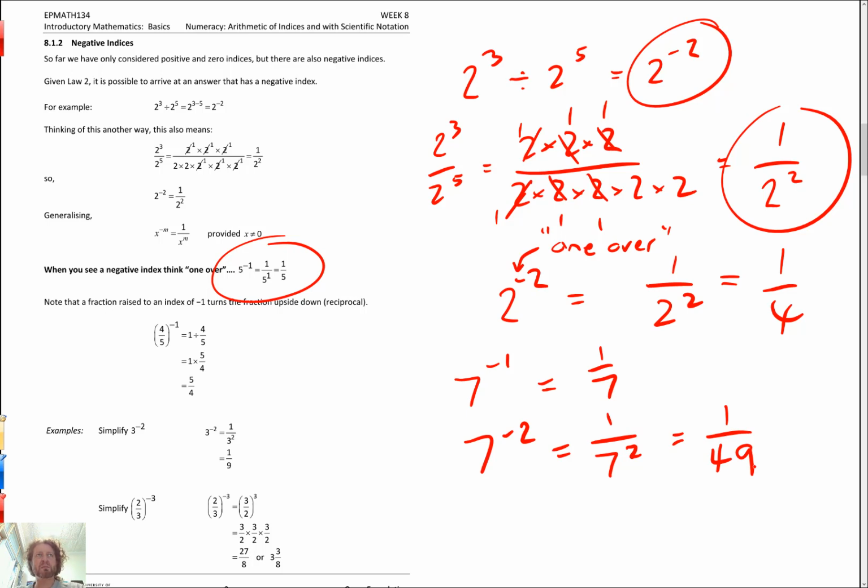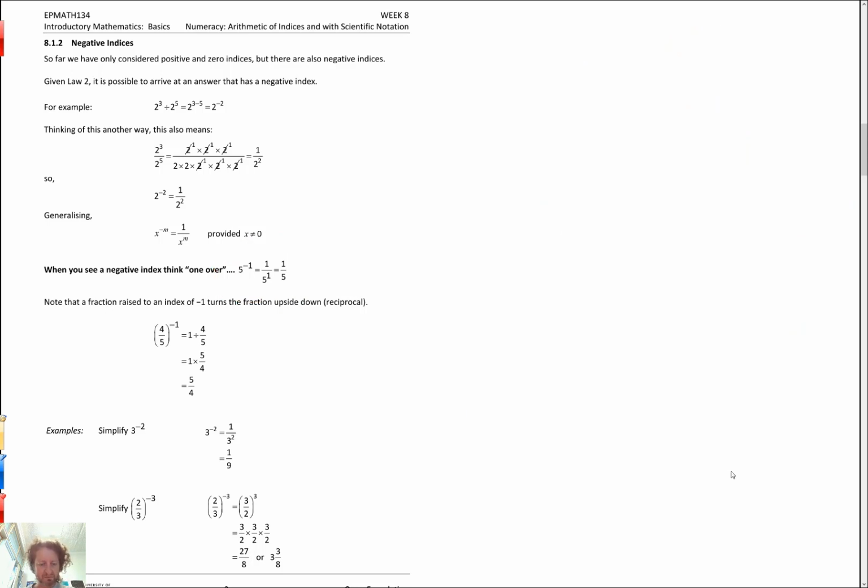Okay, well if that's all negative powers means, is 1 over, okay, I can handle that. Now let's look at the next bit, where it's saying that a fraction raised to minus 1 turns it upside down. It sounds like something different, but it's not. 1 over and turning something upside down is the same thing.